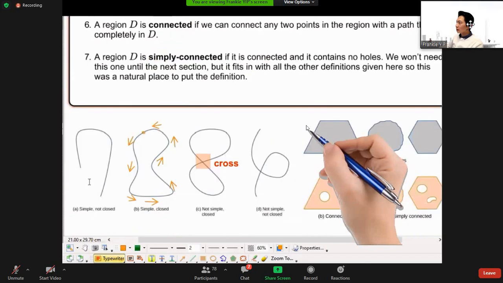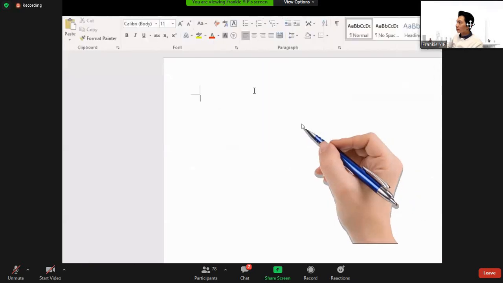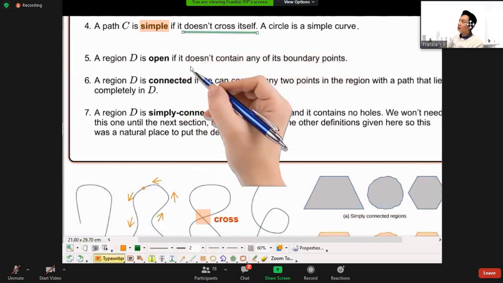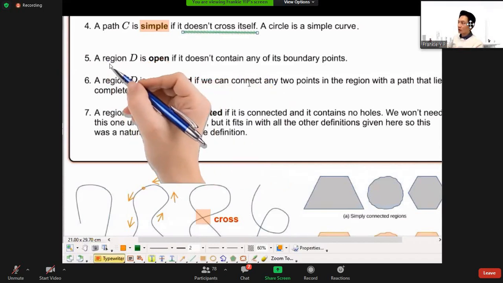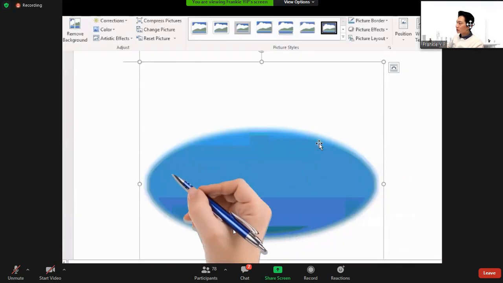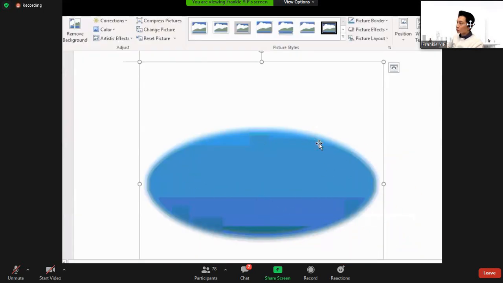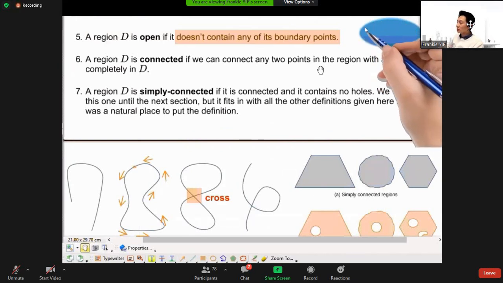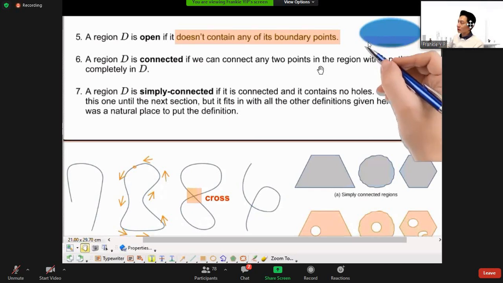Okay, the next part is that we call D open region. I'm not talking about the path, I'm talking about the region. This is a region. What is meant by open? Let's see. Open means something like this kind of shape. We don't have the boundary. It seems like it's an open end, open boundary.